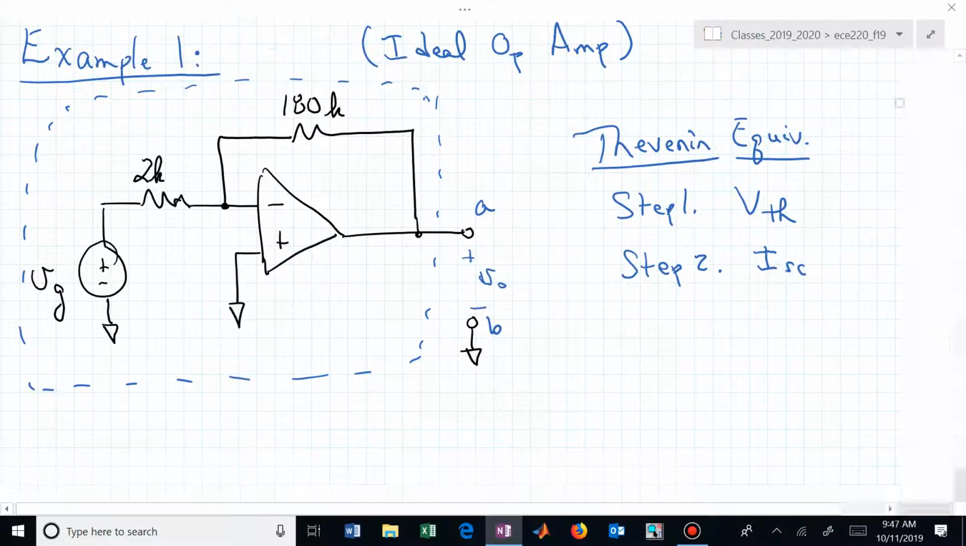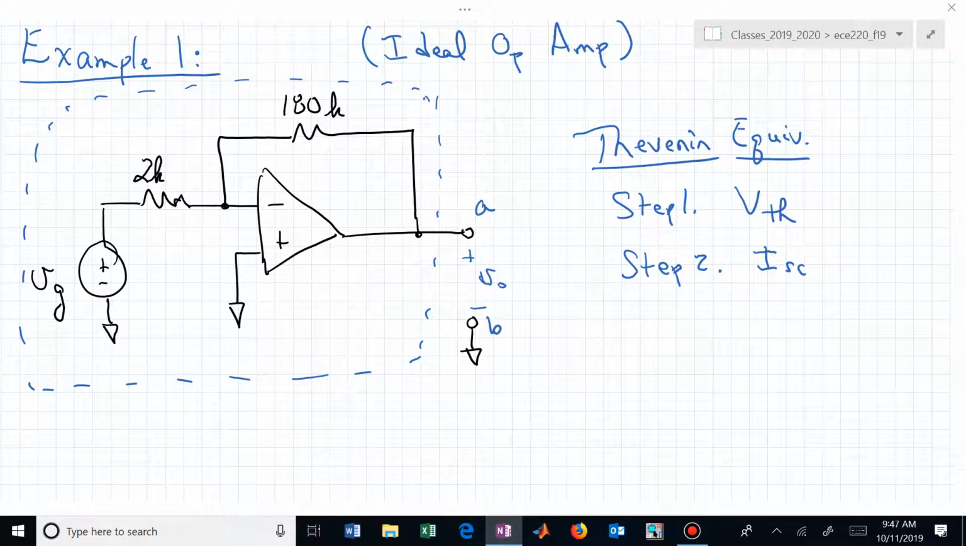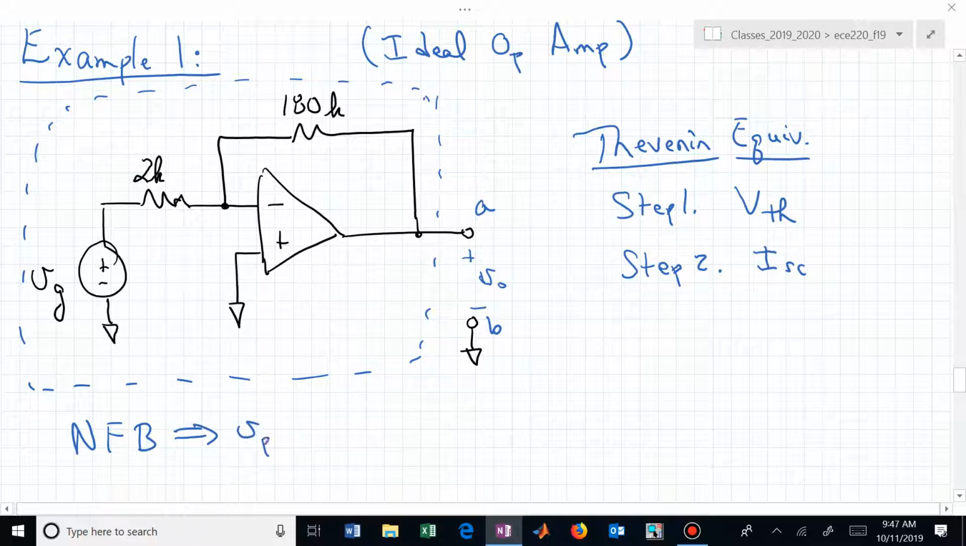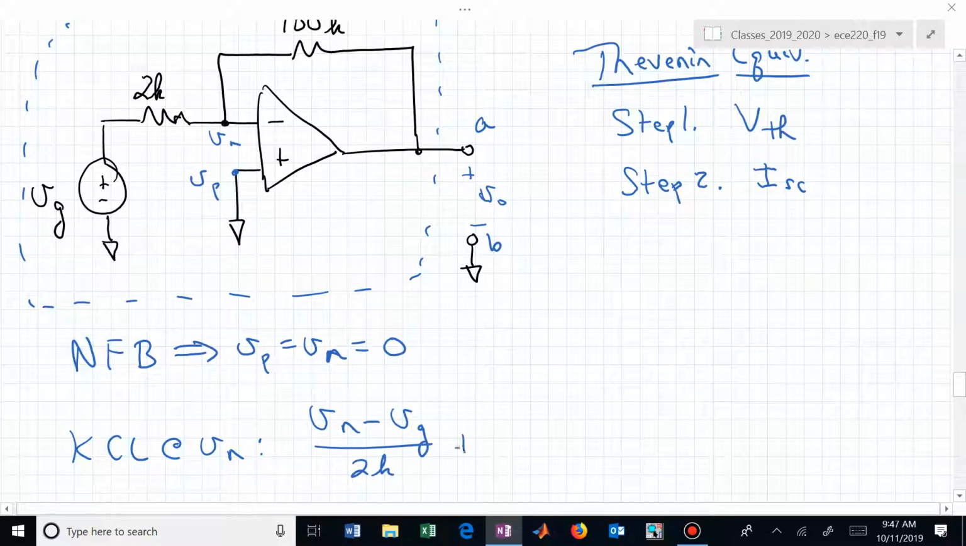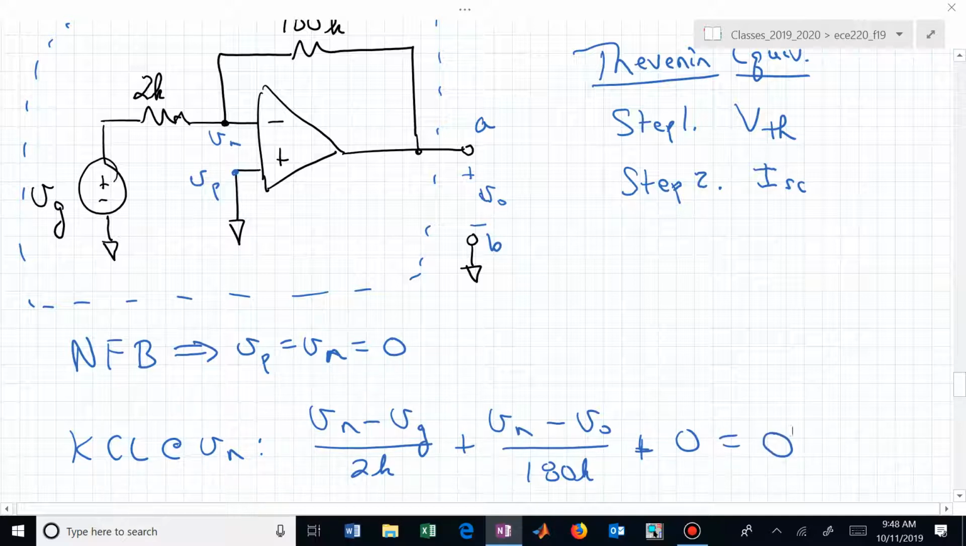Can we analyze that? And that's now a very traditional, do we have negative feedback? Here's V sub P, that's sitting at 0, so now we know V sub N is 0. And now we could write KCL at that inverting pin if we needed to. Or if you remembered the formula, you could write that down and proceed. But here we have V sub N minus V sub G over 2K plus V sub N minus V sub 0 over 180K plus no current going into the op amp equaling 0.